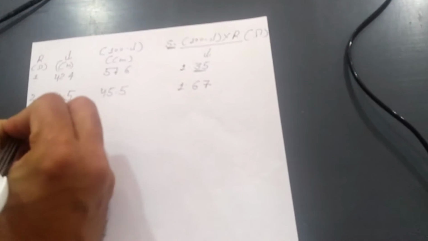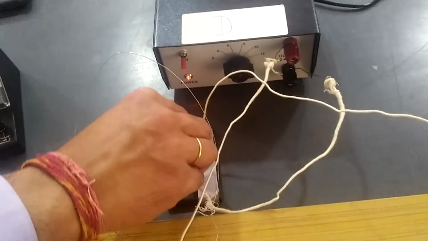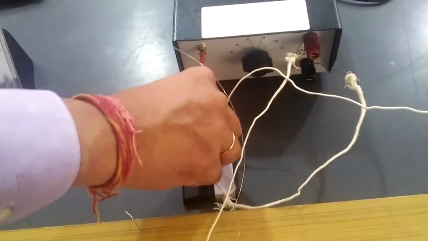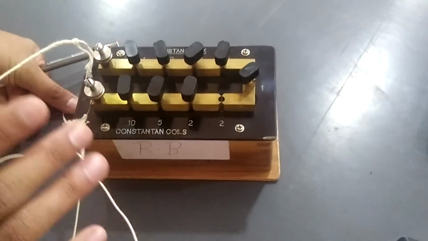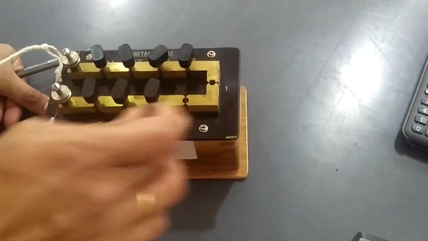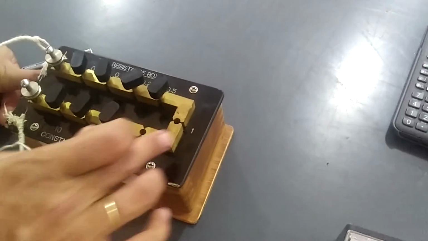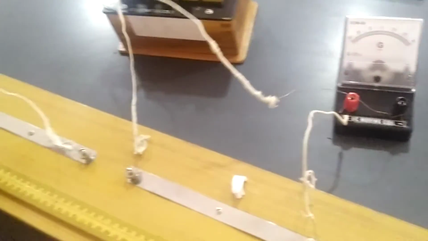Now one more I'll show it to you, that is for 3 ohm. So again we have to turn it on, put on the key. Now see guys, in this resistance box all these resistances are connected in series. So this is 2 ohm. If I take out this 1 ohm, then this comes in the series and it becomes 3 ohm, right?